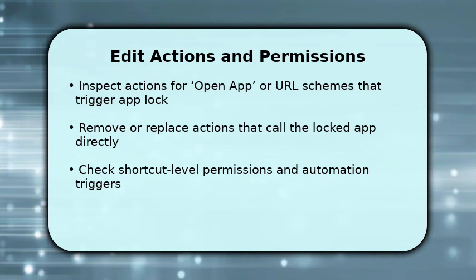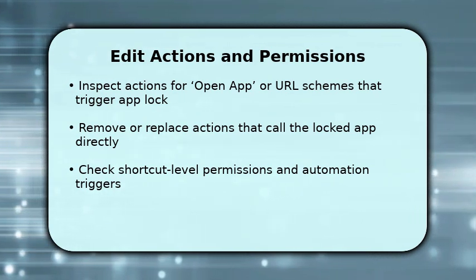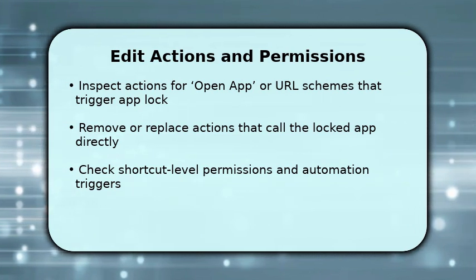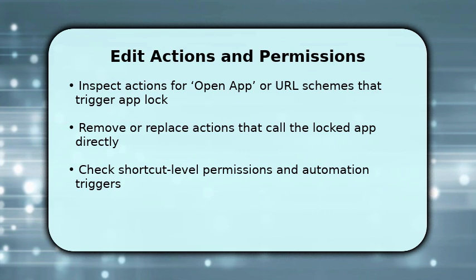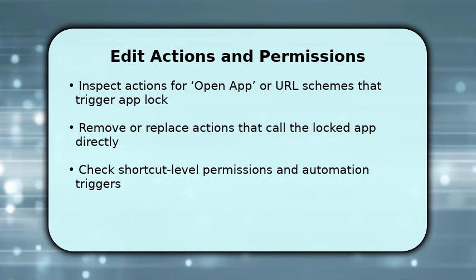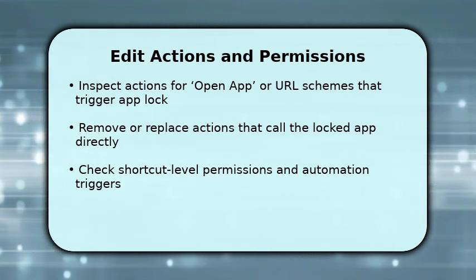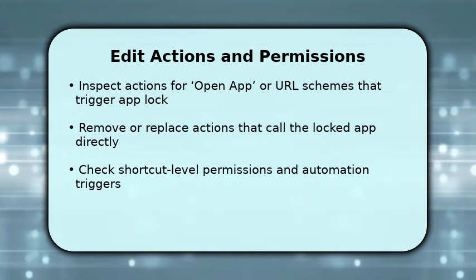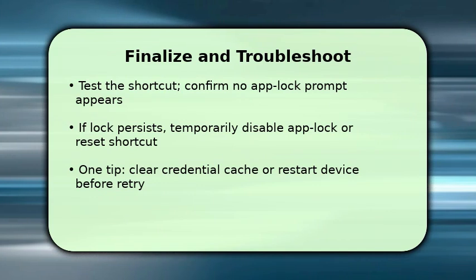Next, tap the settings icon and review shortcut permissions and automations. Turn off any automation that executes without confirmation. Make sure to save the shortcut and test it once to verify the lock no longer activates. Finish by running the shortcut from Shortcuts and from any home screen shortcut to confirm the lock is removed.